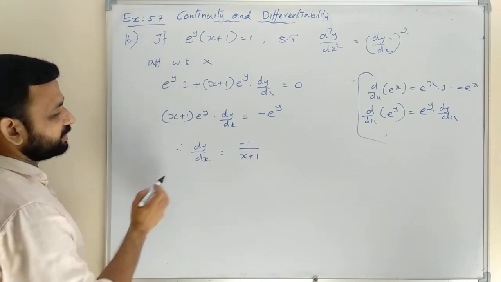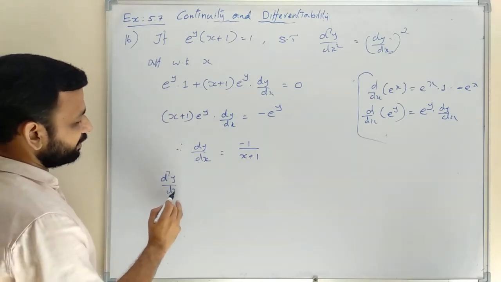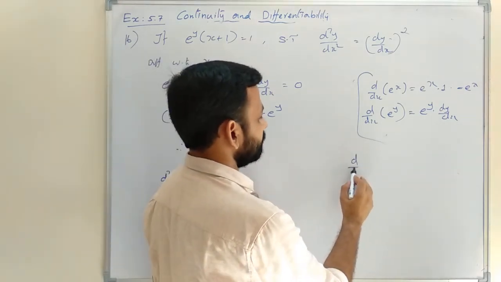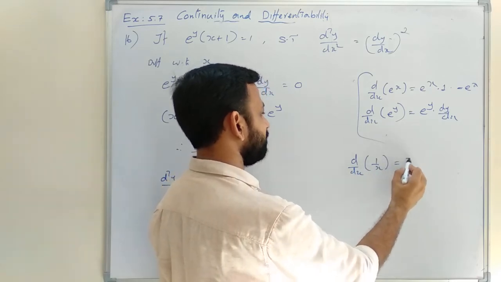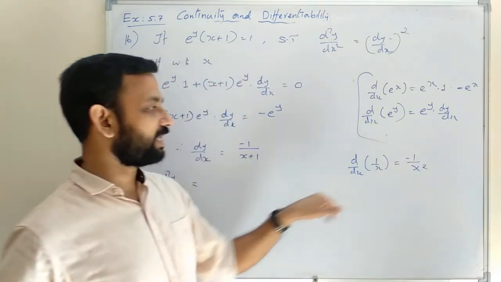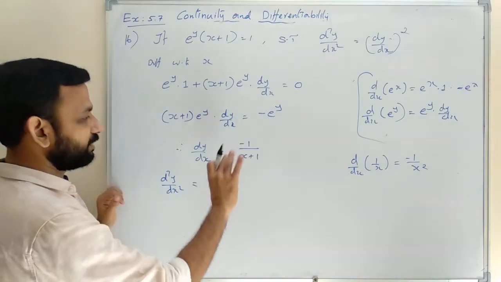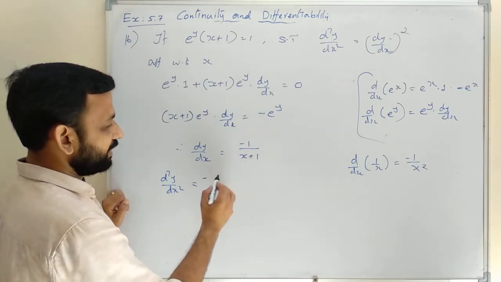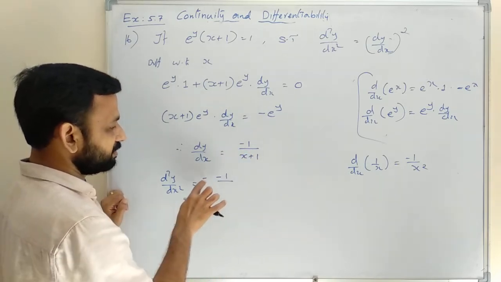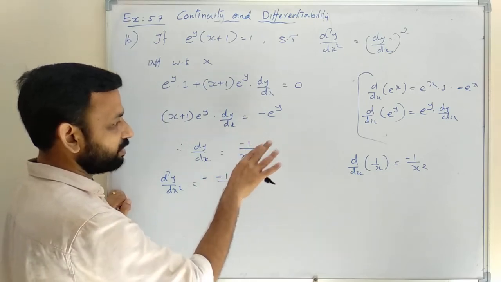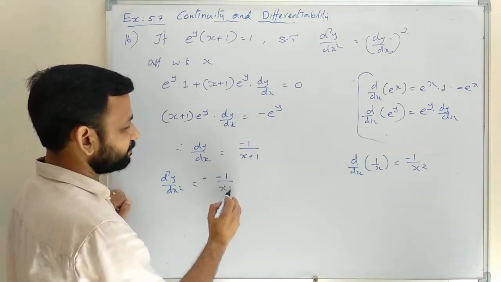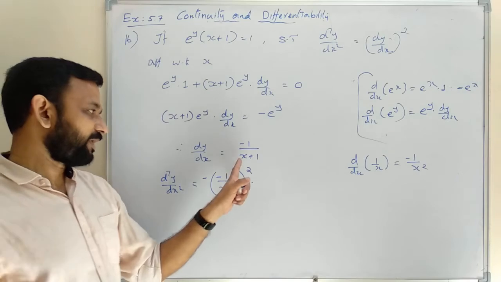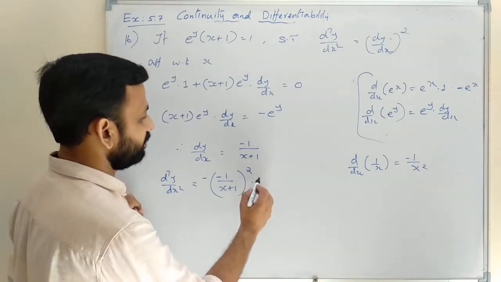Now we need to find d square y by dx square. d square y by dx square equal to d by dx of minus 1 upon x plus 1. We can use the formula d by dx of 1 by x is equal to minus 1 by x square. The minus sign is already there, keeping outside. Then d by dx of 1 upon x plus 1 is minus 1 upon x plus 1 all square into derivative of x plus 1. Derivative of x plus 1 is 1 plus 0, that is into 1.